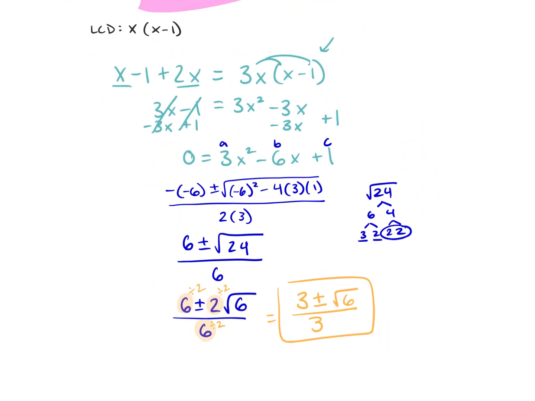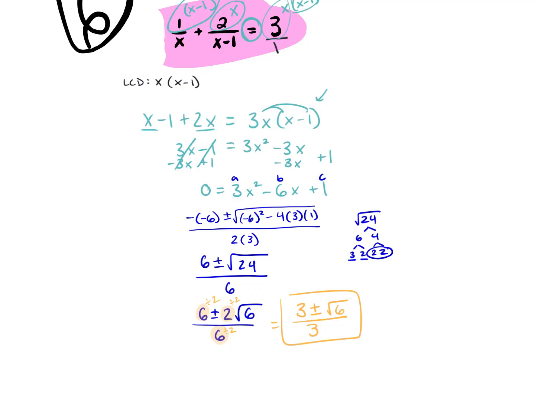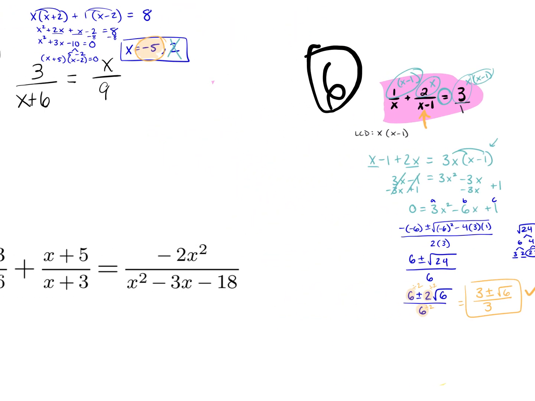Now let's check it. If we plug 3 plus or minus square root 6 over 3 into our denominator, minus 1, do we get 0? No, so it works. So that would be our answer. Any questions here? But we're going to do one more. Let's do number 5.